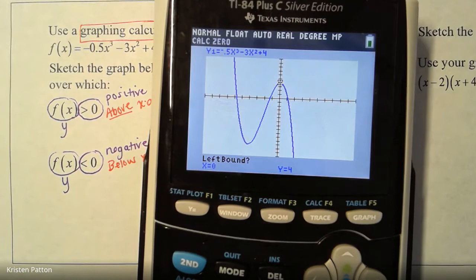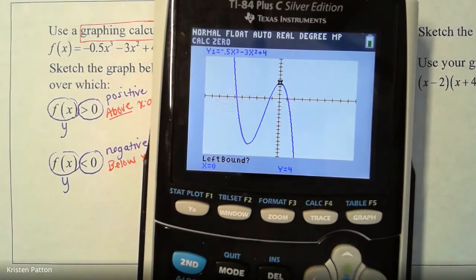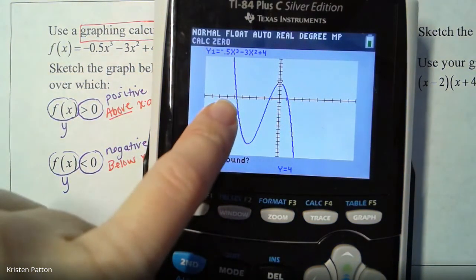On the Inspire, for those of you that have the Inspire, you're hitting menu and number 6 for analyze graph, and you're going to number 1, which is zero. Okay. So again, on the 84, I hit second trace and I found zero. On the Inspire, I'm hitting menu 6. All right, but either way, we need to go find 3 zeros. I'm going to start with this one way over here.